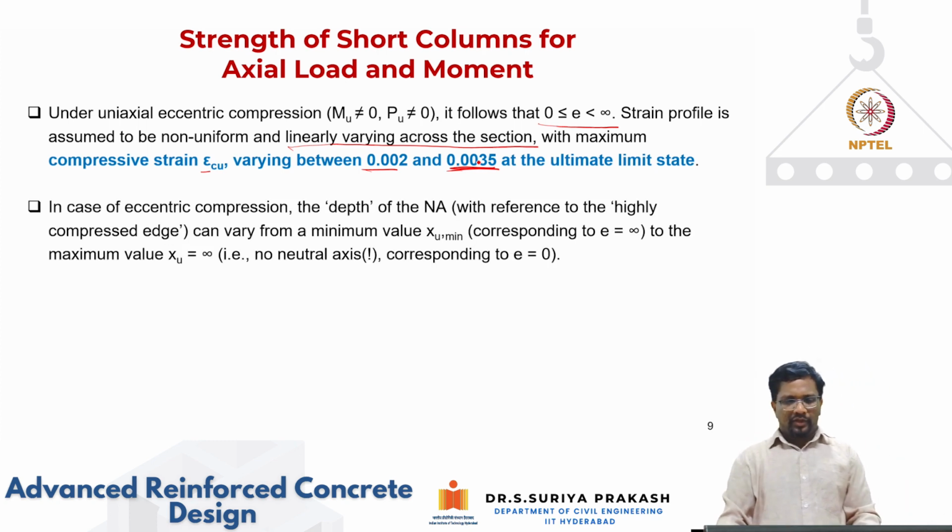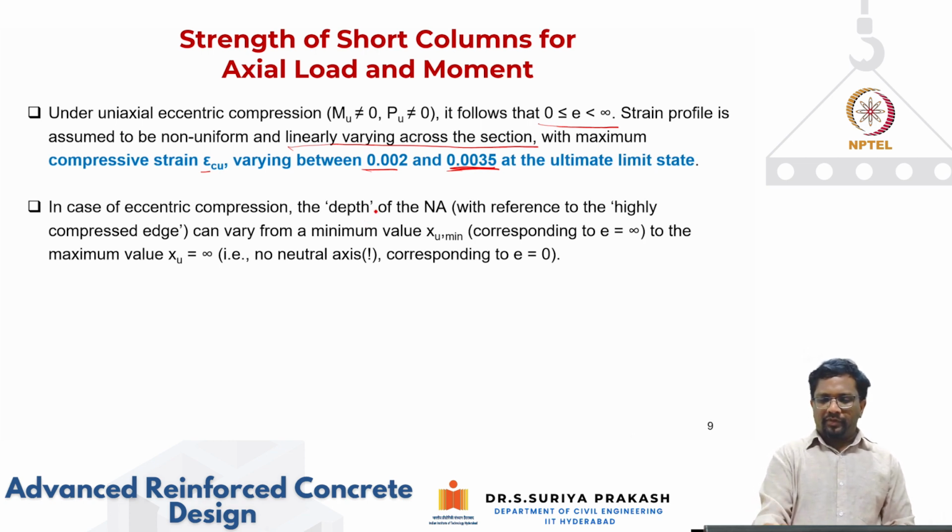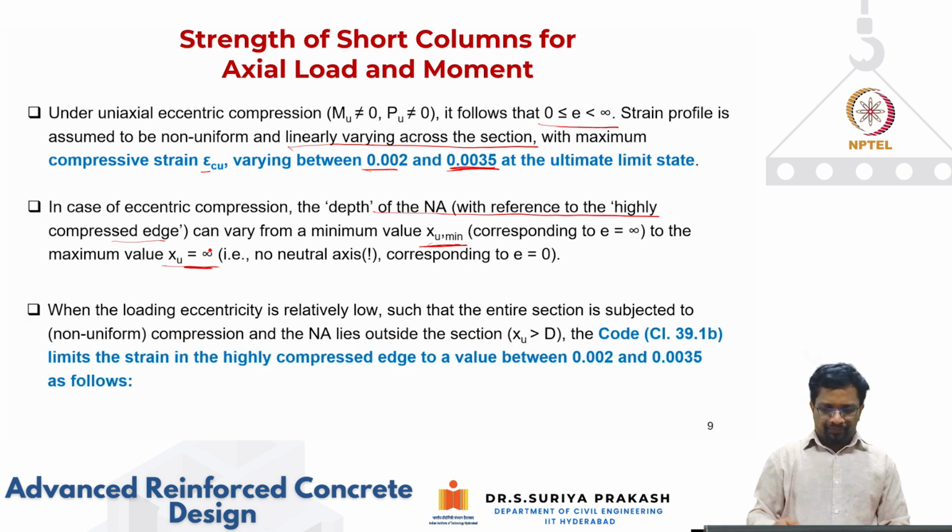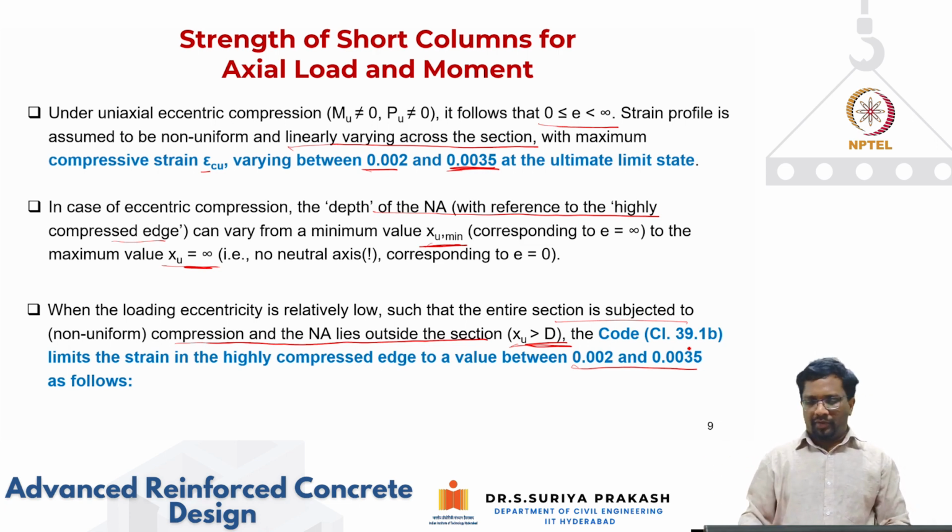Right. So you can see in case of eccentric compression, the depth of the neutral axis with reference to the highly compressed edge can vary from a minimum value to infinity. Infinity will happen when you have pure compression, so there is no neutral axis, right? So eccentricity is zero. And when the loading eccentricity is very low, the entire section can be subjected to compression and the neutral axis can lie outside the section, or xu can become more than the depth of the section. In that case, epsilon cu is going to lie between 0.002 and 0.0035.